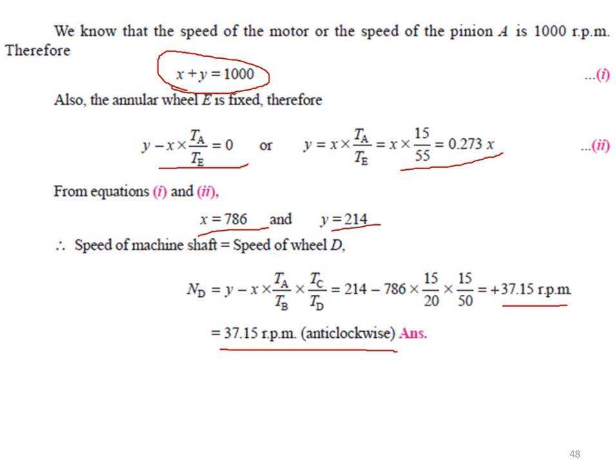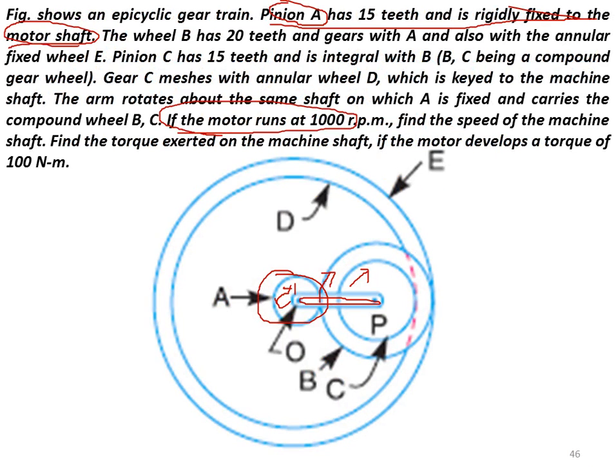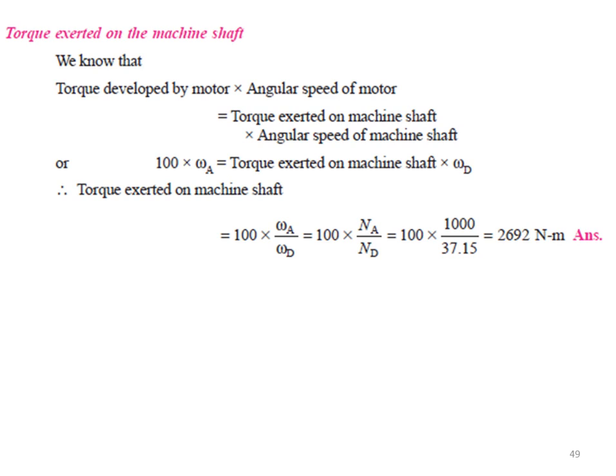Okay. Next step, after this he has told to calculate the torque exerted on the machine shaft. So just you have to use this relation we had discussed in the last class. That will be equal to torque developed by the motor into angular speed of the motor, that is T1 omega 1 equal to T2 omega 2, same thing. So 100 into omega A equals torque exerted on the machine shaft into omega D.